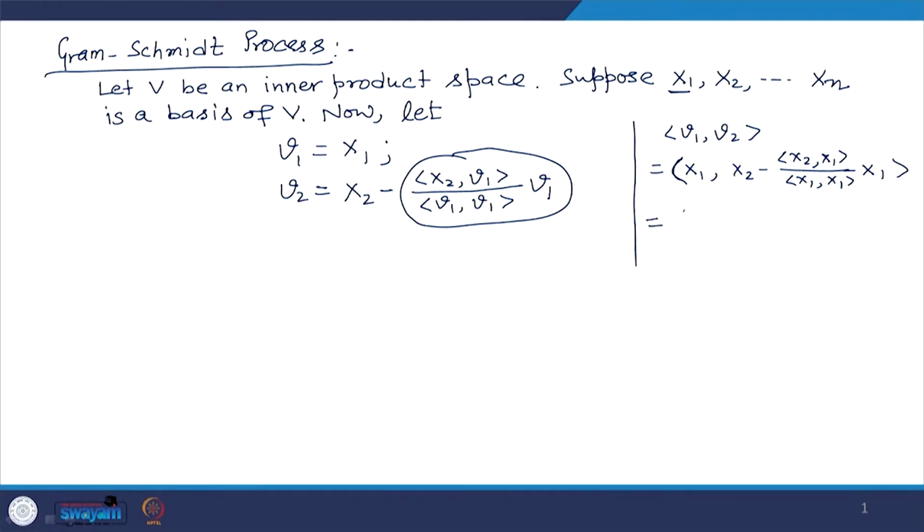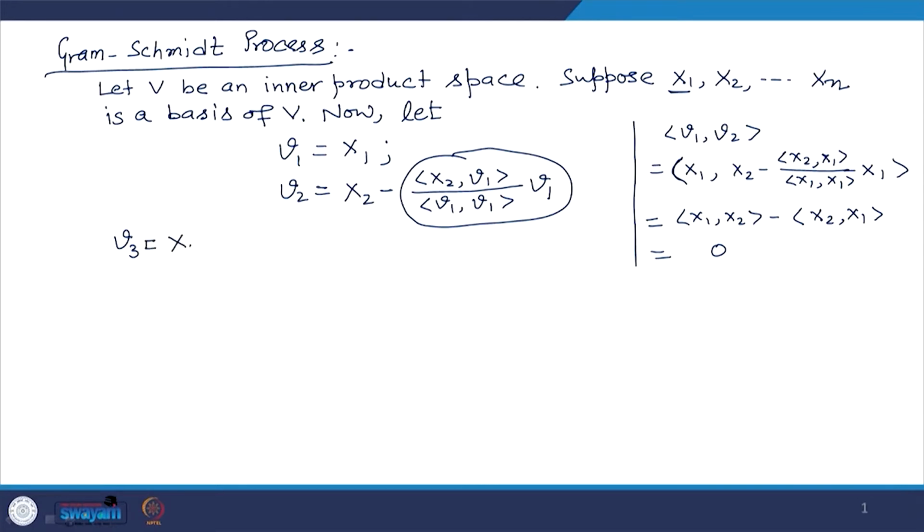So, this will become x1 x2 minus, by this, x1 x1 will cancel out, x2 x1, and this is 0. So, the inner product of V1 and V2 is 0. So, they are orthogonal. Similarly, I will go for the third vector V3.